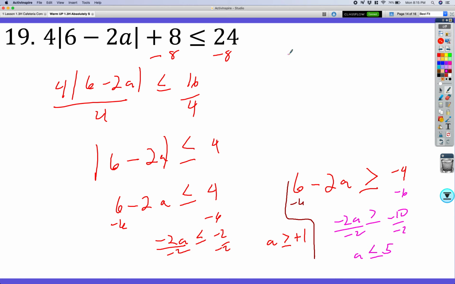So then right here I'm going to have a is greater than or equal to positive 1, and a is less than or equal to 5. Another way, a is greater than or equal to 1, less than or equal to 5. Number line, here is 1, here is 5. Closed circle, shade in between.